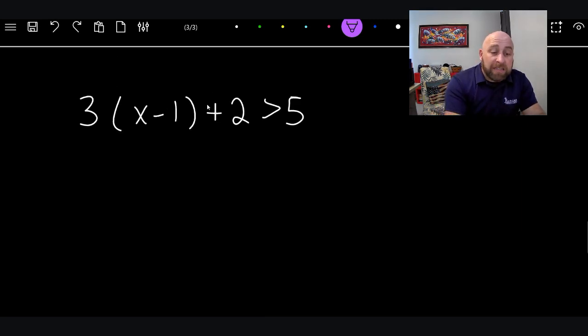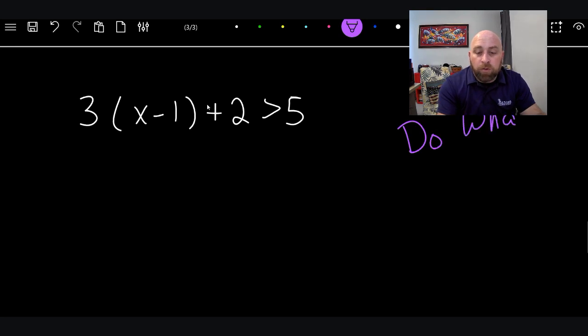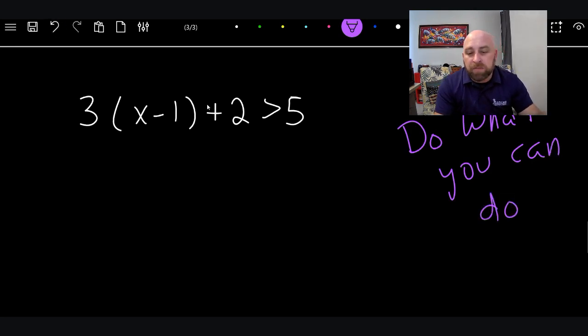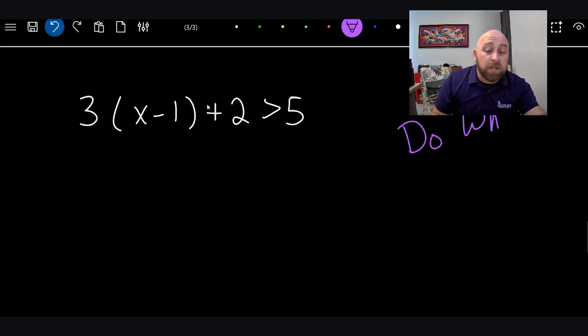So what I see here is, well, I could really do a couple things, but in algebra, I call it do what you can do. Do what you can do. Okay, what does that mean? Well, if there's an operation that you can do before you start moving things around, always solve what you can solve. Always do what you can do.